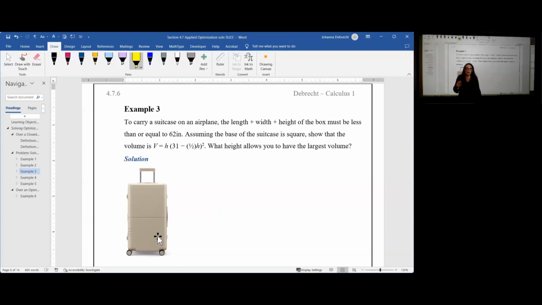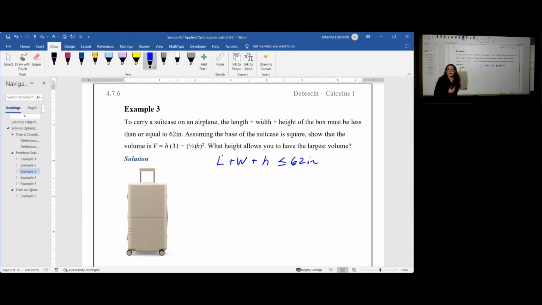I got that we're talking about a suitcase and that I'm trying to prove a formula, and I'm also looking for something else which didn't stick with me. Let's go back and we'll start drawing a picture, finding variables, and labeling them. To carry a suitcase on an airplane, the length plus width plus height of the box must be less than or equal to 62 inches. That gives me an inequality which we've not seen before.